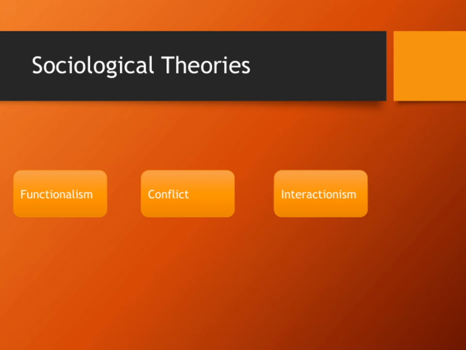Next is conflict theory. This approach focuses on power struggles and inequalities within society. It highlights how conflicts between different groups, based on class, race, or gender, drive social change and shape social structures. Then we have functionalism. This theory views society as a complex system made up of parts that work together to promote stability and order. Each element, from institutions to norms, has a role in maintaining the functioning of society as a whole.